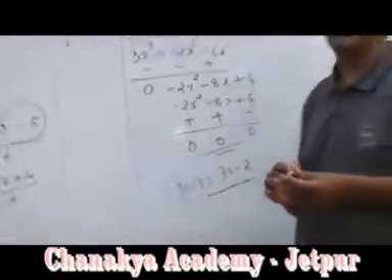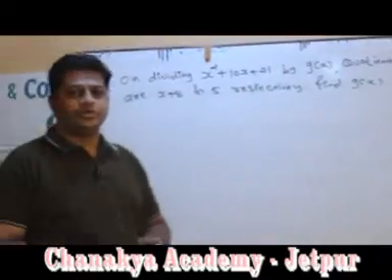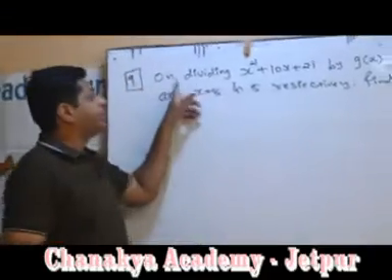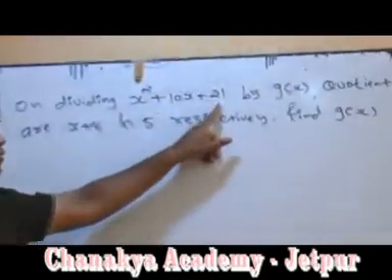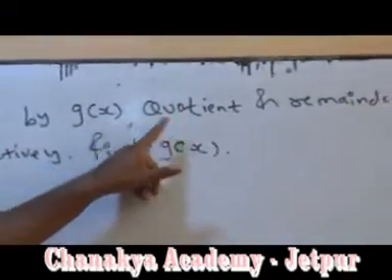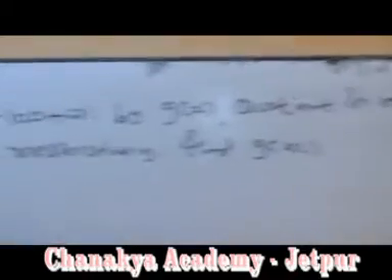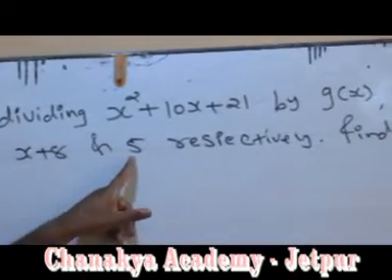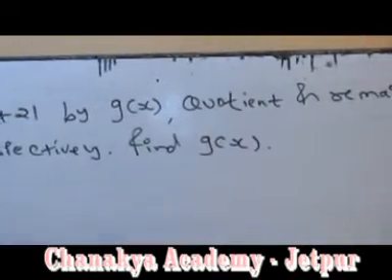Okay, we have finished our sum. So students, now we are moving to the next question. On dividing x square plus 10x plus 21 by g of x, quotient and remainder are x plus 8 and 5 respectively, find g of x.